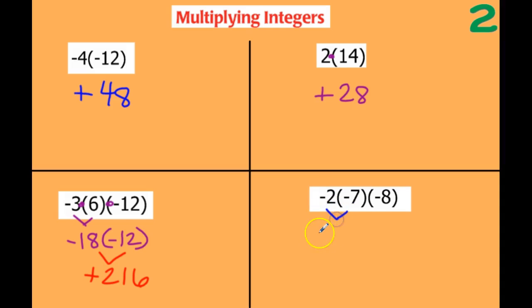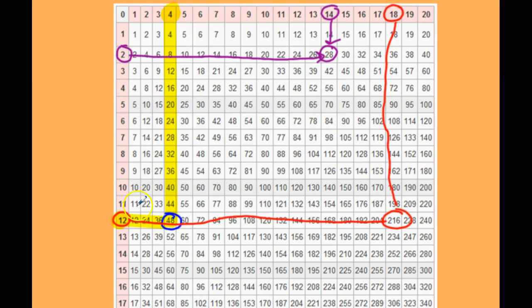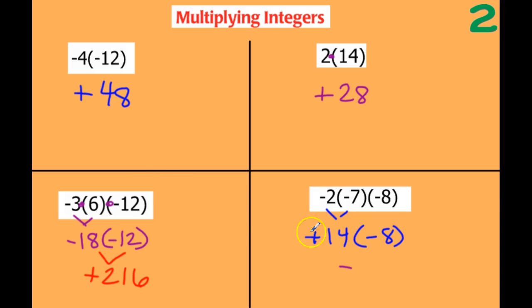Here, two negatives, two grumpy people get along. We have a positive. 2 times 7 is 14. And then we have to multiply that by negative 8. Happy and grumpy, they don't get along. We're going to have a negative. So we have 14 times 8. Here's 14. Here's 8. So we follow those until they meet. We should get 120 and 12. So there's our answer.